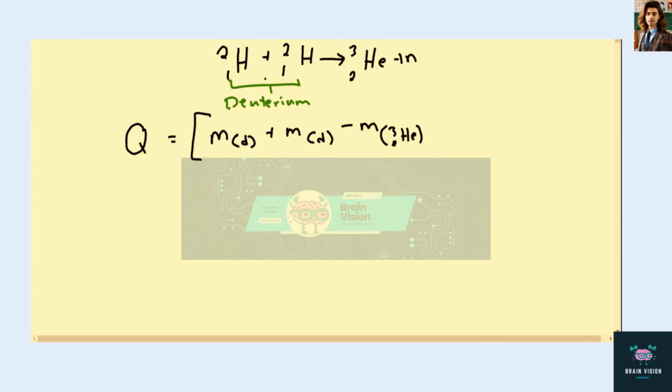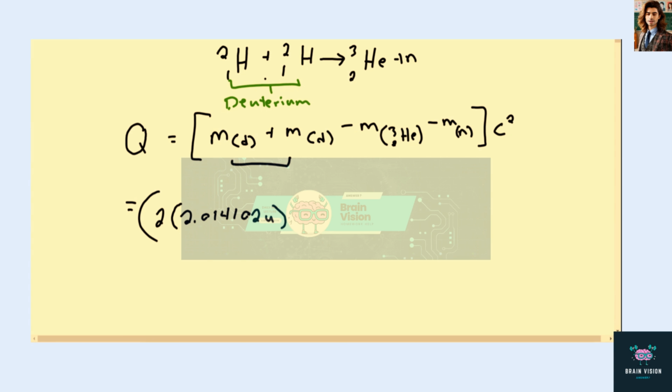We have helium minus mass of the neutron times speed of light. Okay. And now we're just going to write out the masses. So I'm just going to do 2 times 2.01410 U. And that's just because there's 2 of these, okay? And it's just going to make writing this out a little bit easier. 16029 U is that mass, and then the other one is 1.08665 U. And we have the C squared here.